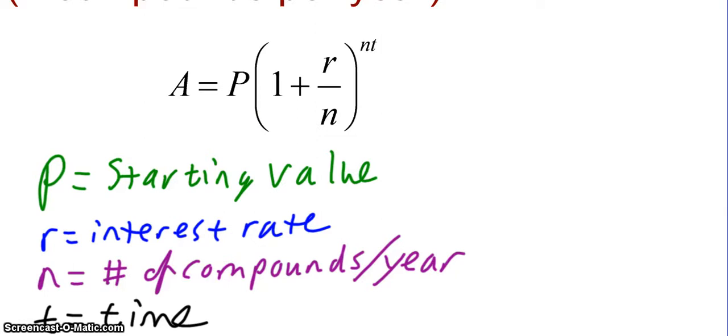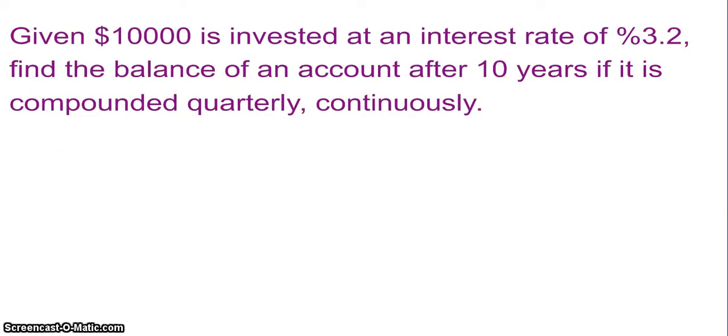So let's do an example. Okay, so if you're given $10,000 is invested at an interest rate of 3.2%, find the balance of an account after 10 years. If it is compounded quarterly, and then if it is compounded continuously. So pause the video, find each of those, and then unpause when you're ready to check your work.